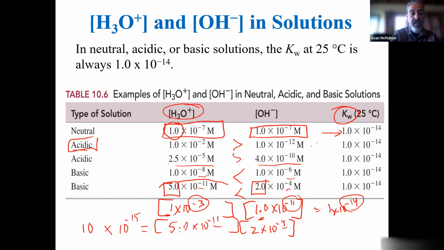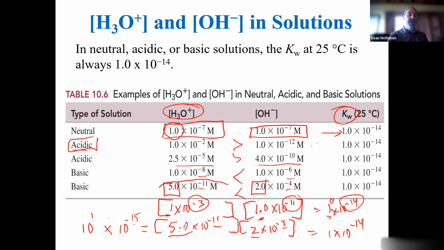So it's not giving me 1 times 10 to the minus 15. It's giving me 10 times 10 to the minus 15, because 5 times 2 is 10. And 10 is 10 to the first power, right? Because 1 is 10 to the 0 power. And 1 plus a -15 would equal 1 times 10 to the minus 14. So that's the beauty with Kw. It always equals 1 times 10 to the minus 14.